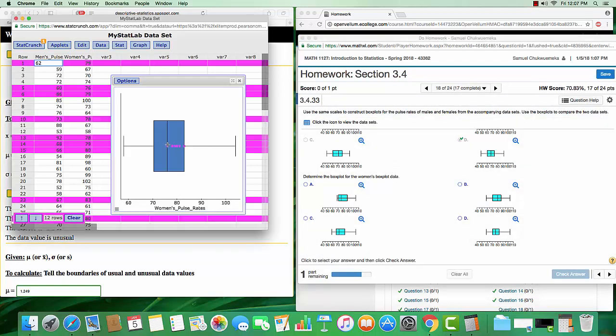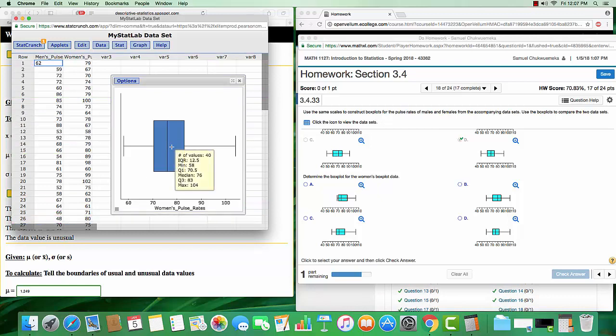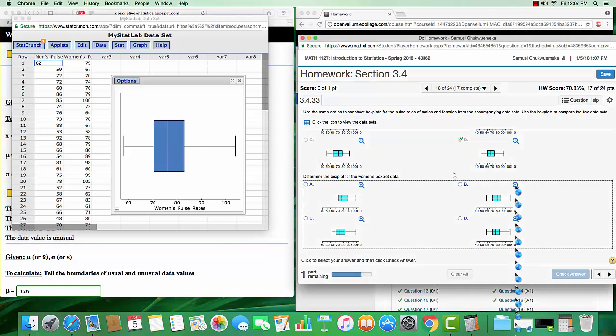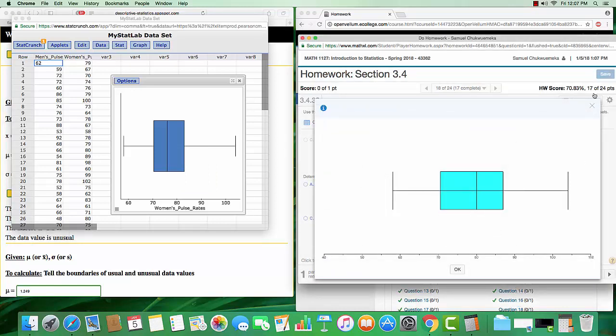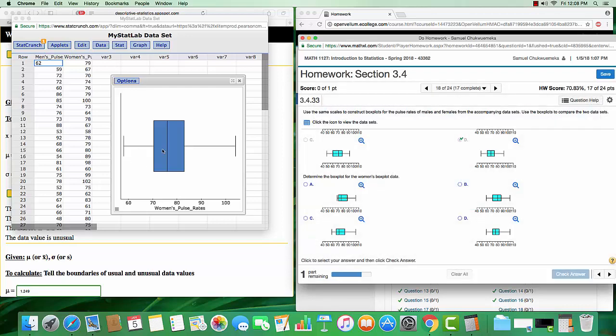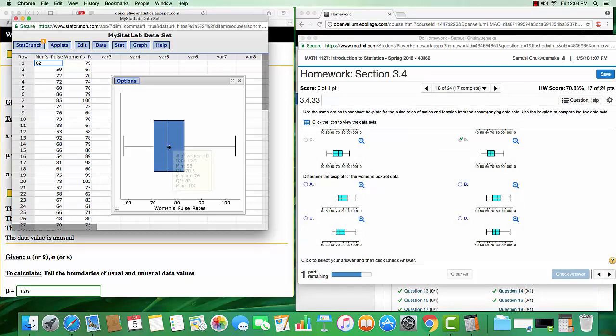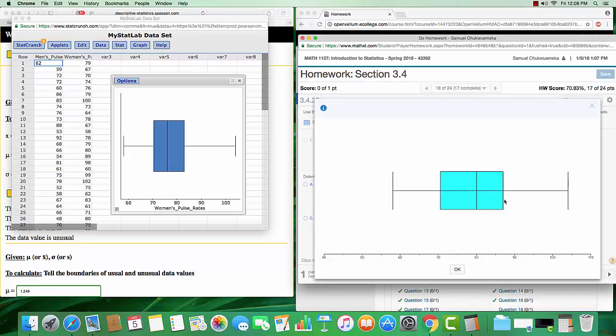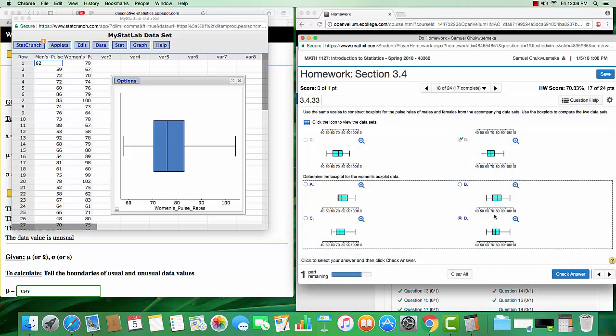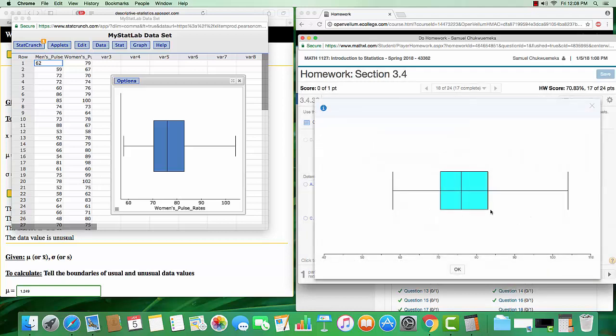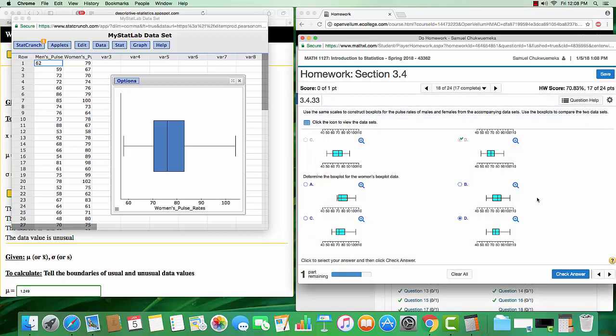Let's see. First quartile is 70.5. Okay, B is okay. D is okay. Third quartile is 83. This is more than 85? Okay. So B is out. That leaves us with D. But let's check D also. 83. Yeah, D is okay. Okay.